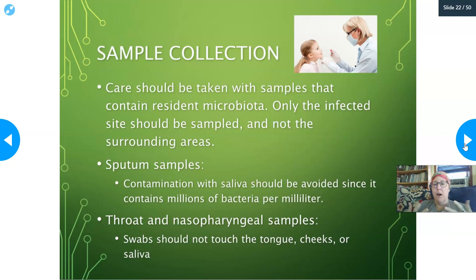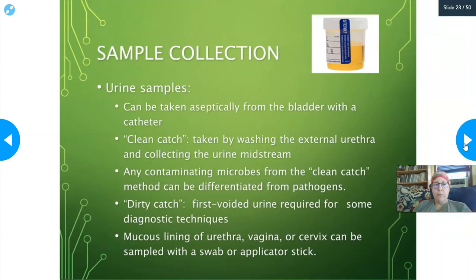Then the patient gets the cough, and if they're moving some nice sputum, you can have them cough in a cup. Okay. Throat and nasopharyngeal samples, especially the throat ones, you don't want to scrape the tongue, cheeks, and all of that, and pick up a bunch of saliva. You really want to hold the tongue down with a depressor and go straight back there for those tonsils and only swab the tonsils.